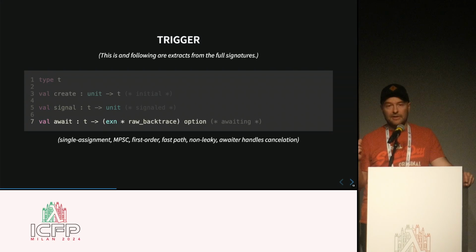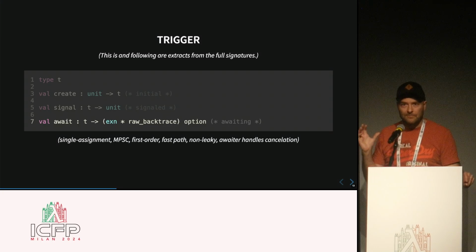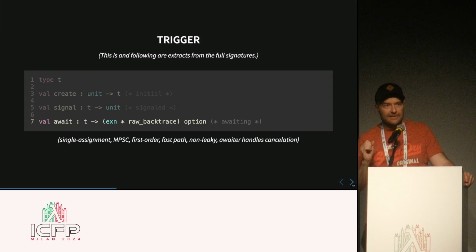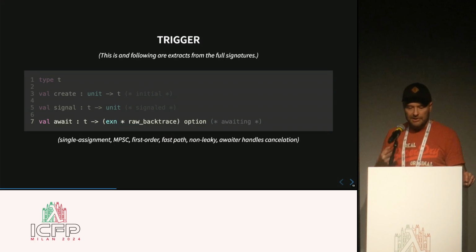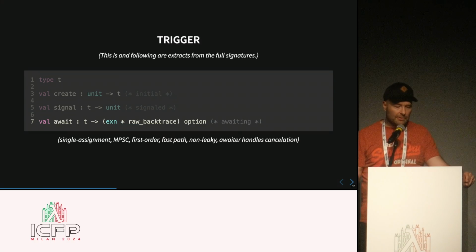And the idea there is that if the trigger has been signaled, then that will just return immediately. Otherwise, the scheduler will suspend the fiber. And eventually it will return either with none, which means that the trigger was signaled normally and the fiber has not been canceled. But otherwise, it might return with an exception and a backtrace, meaning that the fiber was actually canceled.